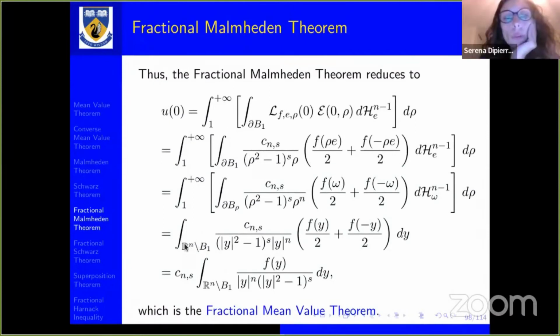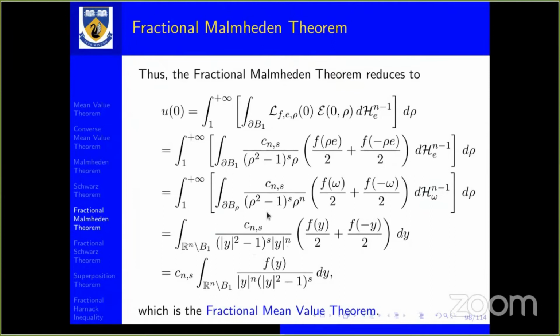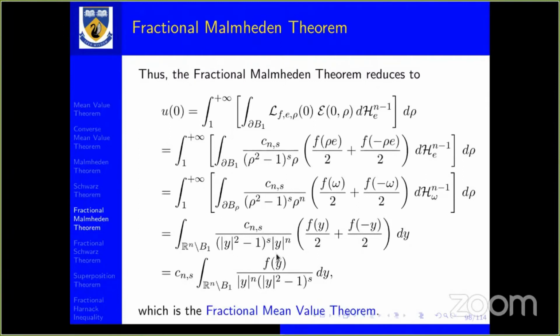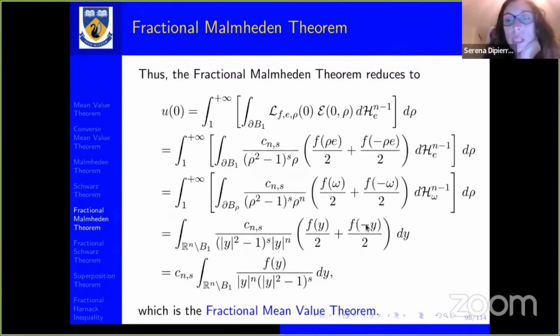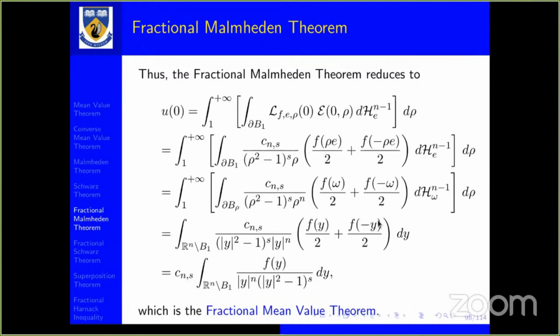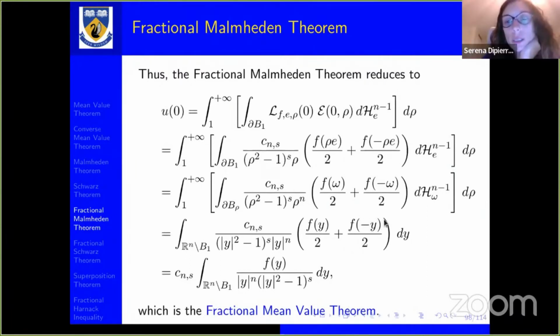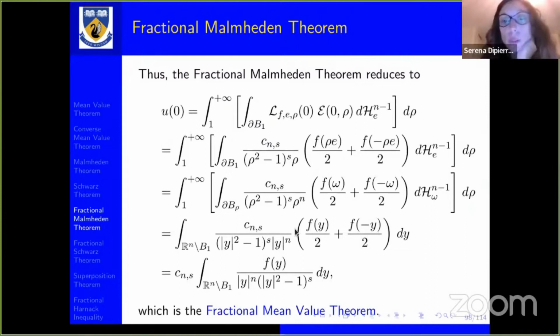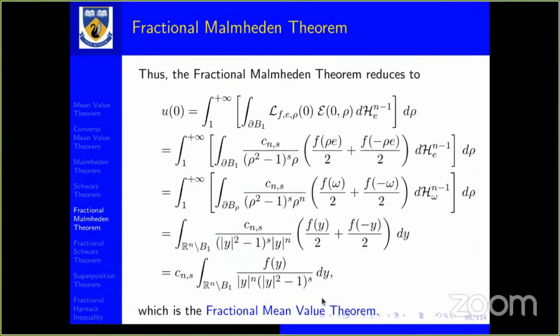If you do from here to here, it's just polar coordinates. And the last step is just splitting the two integrals, the one with the y and the one with minus y. Then in the second one, you switch minus y into y. So you call z minus y. This would be for z, and this is even, so this is fine. So the two are exactly the same. And this is now the fractional mean value formula.